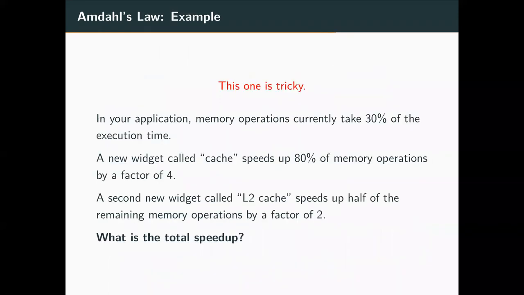Okay, so let's go through a new example. This one's tricky, and don't do it on your worksheet yet. Let's say that we have a bunch of memory operations. They take 30% of the time, and we have a new widget called cache that speeds up 80% of our memory operations by a factor of 4. Then we have a second new widget called L2 cache that speeds up half of the remaining memory operations by a factor of 2. So the question becomes, what is the total speedup?